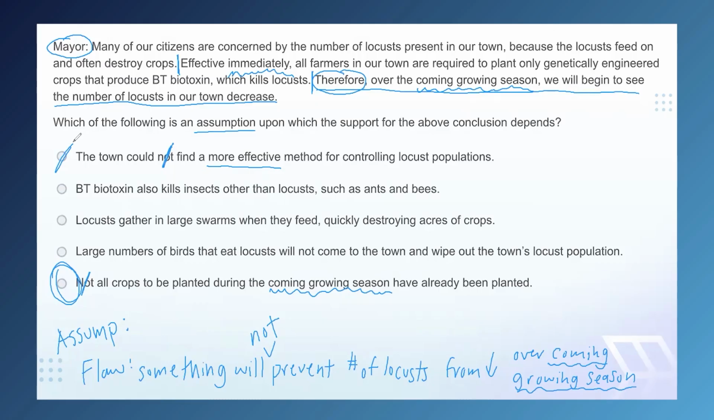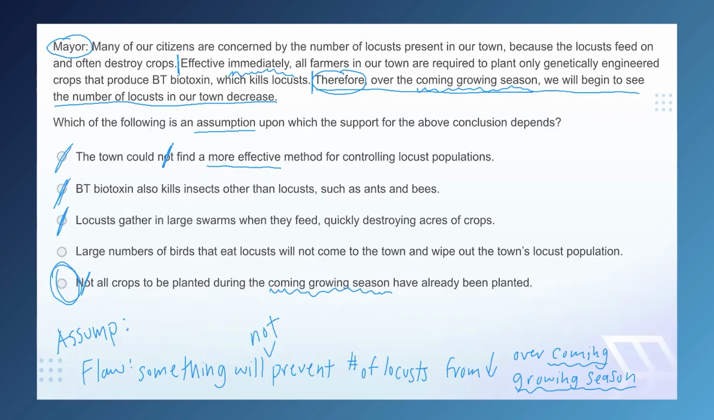Okay, B, Bt biotoxin also kills insects other than locusts, such as ants and bees. Does that prevent the number of locusts from decreasing? No, it just means that it also kills ants and bees. Is that good? Maybe not, but it's not relevant to this question. Wrong. C, locusts gather in large swarms when they feed, quickly destroying acres of crops. Does this prevent the number of locusts from decreasing? No. Is it support for why we should maybe do our plan? Sure, but again, it's irrelevant to the question at hand.